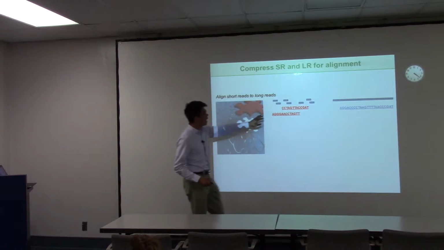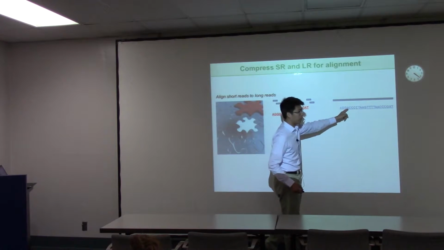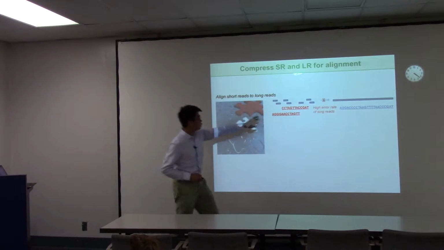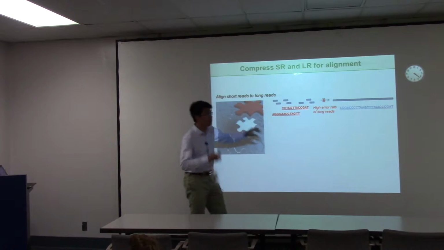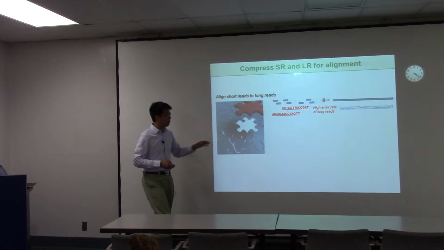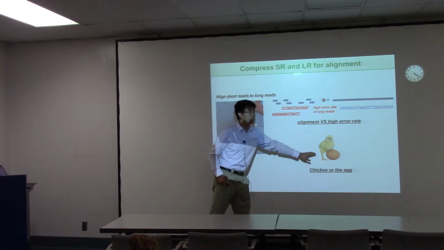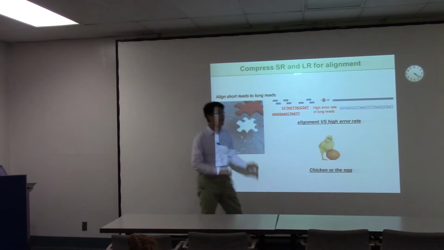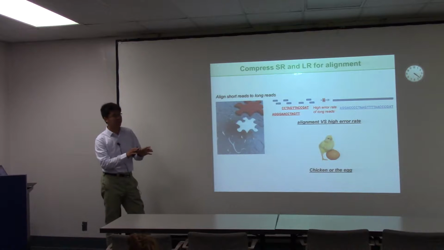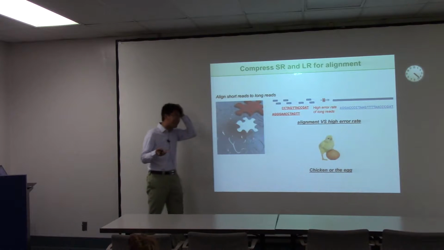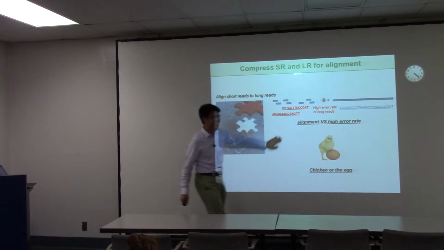However, we have high quality short reads and low quality long reads. They are not similar enough. The high error rate of the long reads prevents you from aligning the short reads to the long reads. Now it becomes a chicken and egg problem, because you want to solve the problem of the high error rate, but the high error rate prevents you from doing that. So we stop here. This is the end of my slide there.